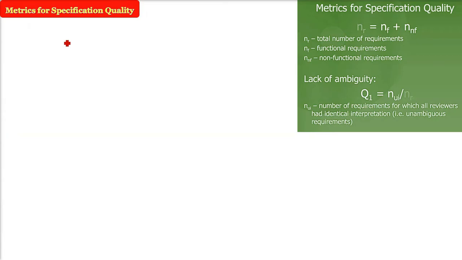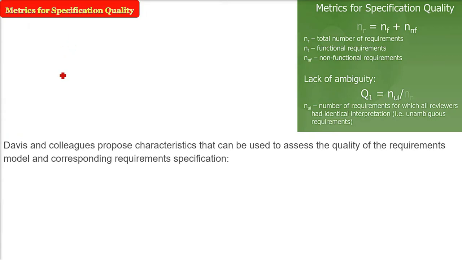Metrics for specification quality. Davis and his colleagues propose characteristics that can be used to assess the quality of the requirement model, because the first thing is to gain the requirements. In terms of the requirement model, we finally make the corresponding SRS, the software requirement specification. Now we are interested in the metrics for this specification and what the quality of this specification is.